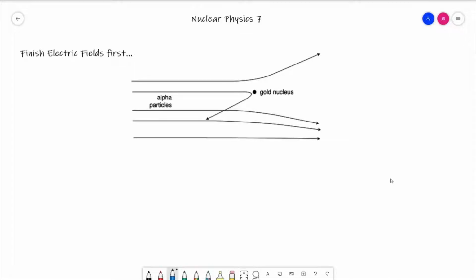Now if you haven't already finished the electric field topic, please make sure that you go away and watch all of those videos first, because some of the knowledge from that topic we're going to be bringing over into this lesson.